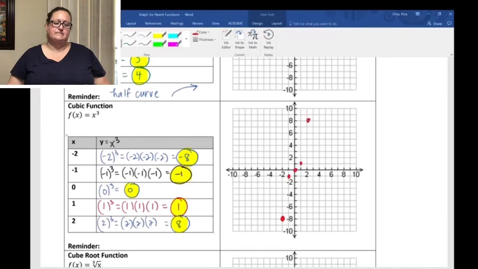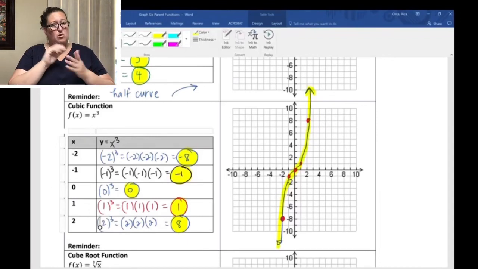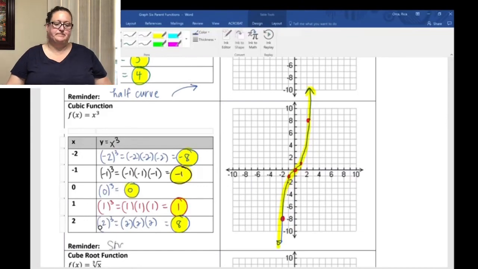Now let's draw our curve. So notice how this graph looks like a snake. So for the reminder, we'll put snake. All cubic functions will look like a snake.